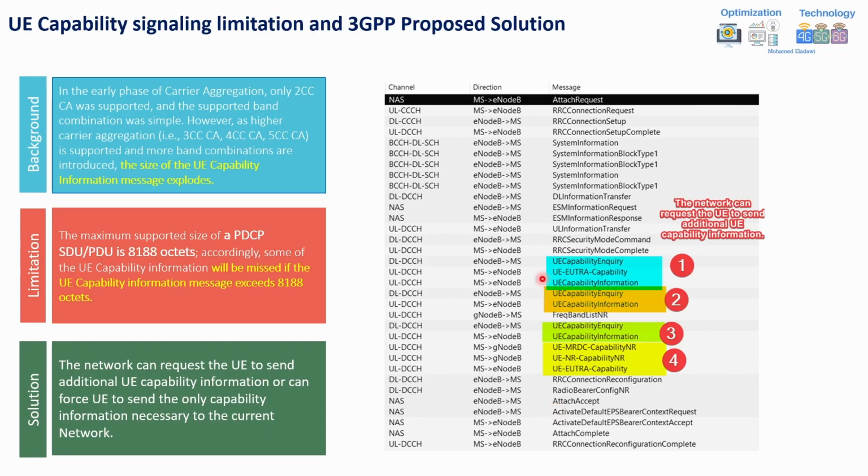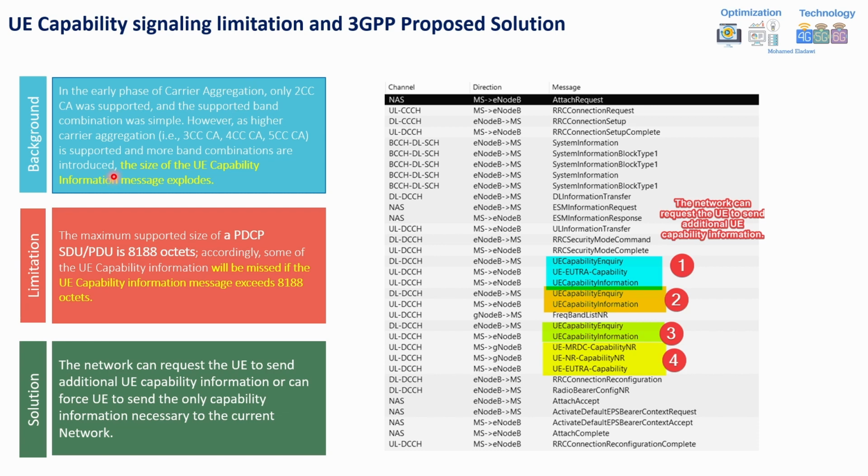Okay, now the last part, which is actually one of the most important parts, which we have been seeing in many networks before. What is the background of this one? First, there is some limitation for the signaling, the UE capability messages. What does this mean? And do we have any solution for this? Okay, let's first go through the background.